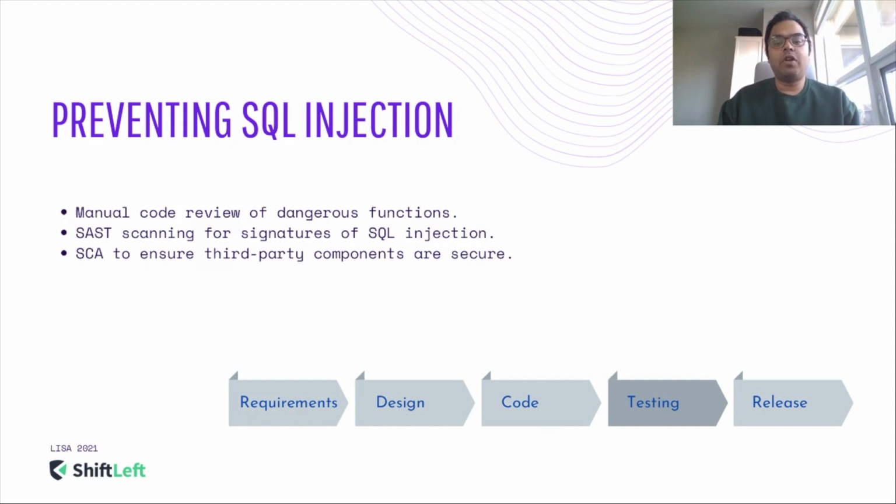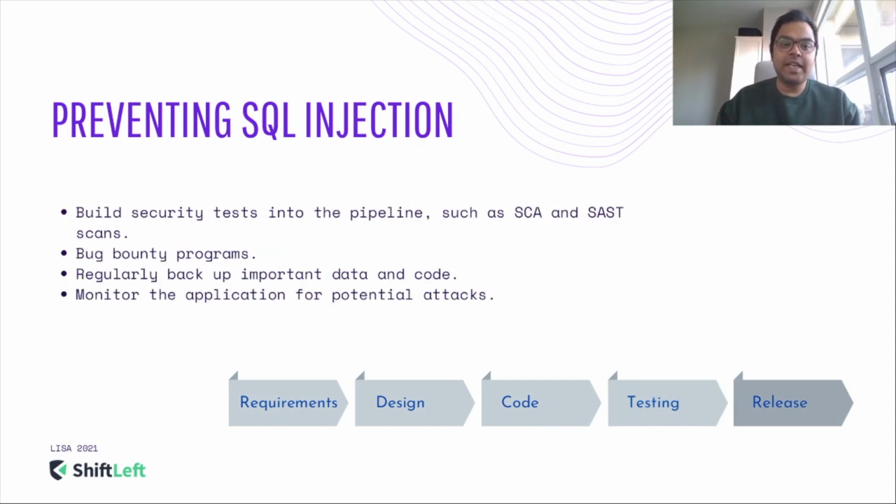And then move all the way to the release. So at release time, you again run security tests in the pipeline using SCA, lightweight SCA, or SAST scans. Implement bug bounty programs, encourage people to come in and stress test your application, security test your application, and regularly back up important data and code, and then monitor the application for potential attacks. So have some sort of systems where if an attacker tries to enter the application, you are able to monitor all such events. And that's basically it.